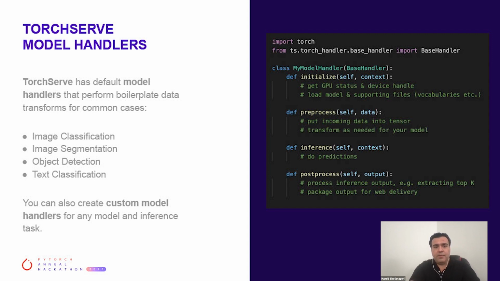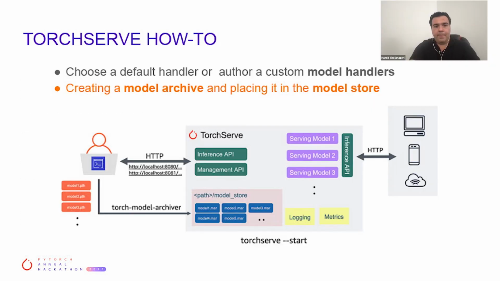This can be especially helpful in cases where you are using a pre-trained model from a third-party library, such as Hugging Face or others. As you can see on the right-hand side, you can simply initialize your model and apply your custom logic for any of the pre-processing, inference, and post-processing steps using the four main functions here.